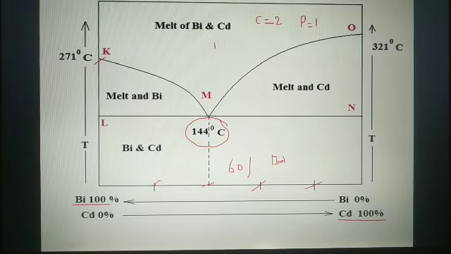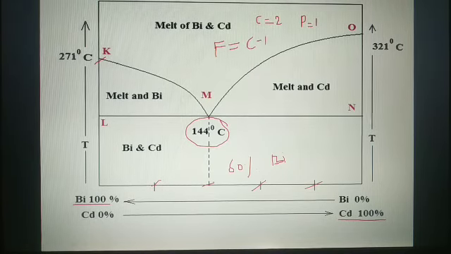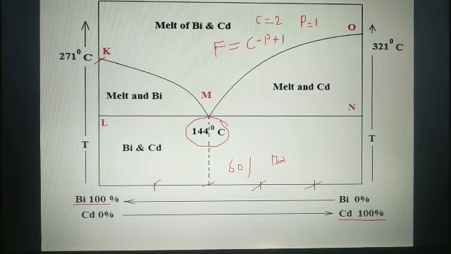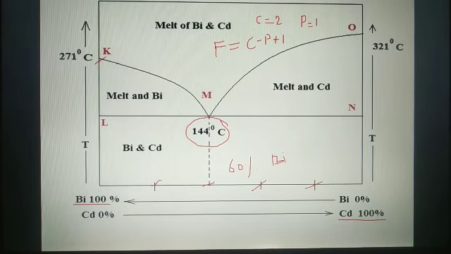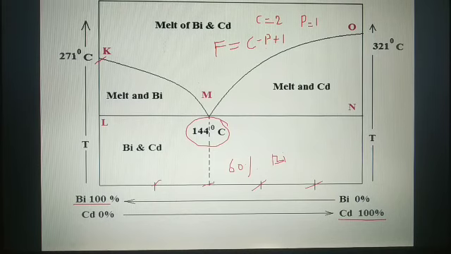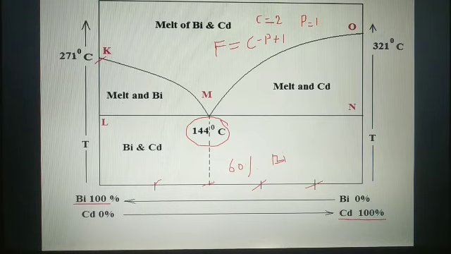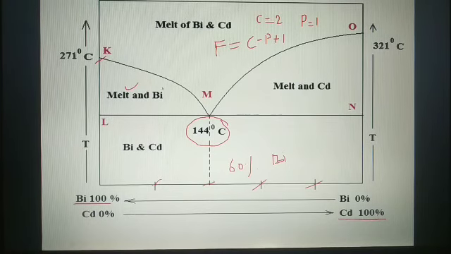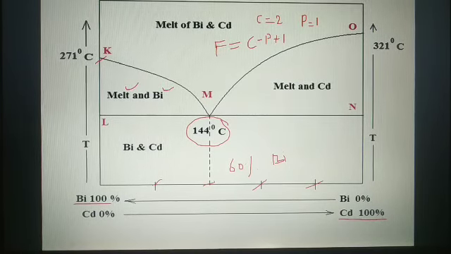So F is equal to C minus P plus 1. Substituting here, it is a 2 component system, so 2 minus 2 plus 1. Sorry, 2 component system, so here you fill in the 2, and the phases are 1 plus 1. So F is equal to 2. It means it is divariant. Here we are having the 2 phases, one as the melt, another as the solid.